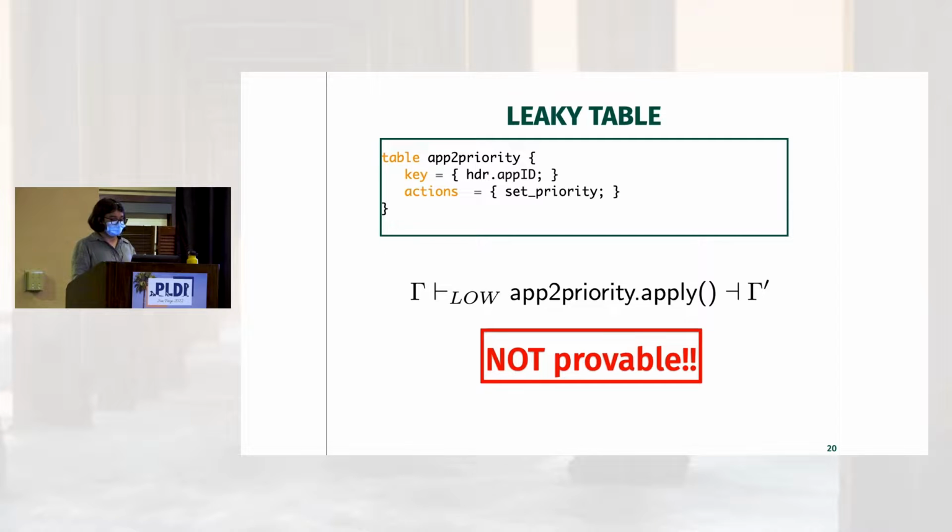To see what this looks like in the case of our buggy table implementation, we would have the invocation to the table. This judgment would not be provable, and the reason is that when you invoke this table, you're trying to set the value of a trusted variable by depending on an untrusted variable, that is the value of the application ID field.